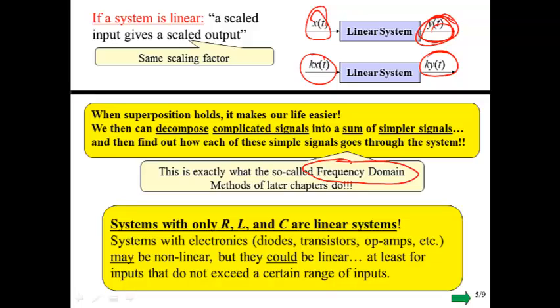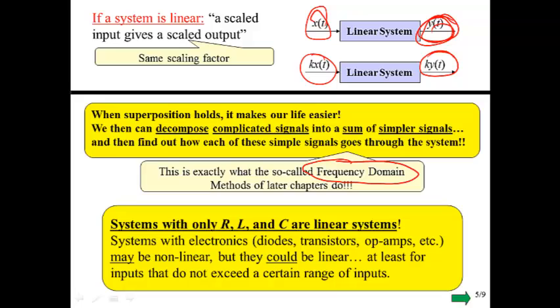So in the real world, if you see something that's made up of only R's, L's, and C's, it's a linear system. Once you start putting in diodes, transistors, op amps, then you have the potential to be nonlinear. But someone could have designed that circuit, even though it has all those active components, diodes, transistors, op amps, all the semiconductor type stuff. You could design it so that it's pretty close to linear, or is exactly linear, at least over a certain range of input values.